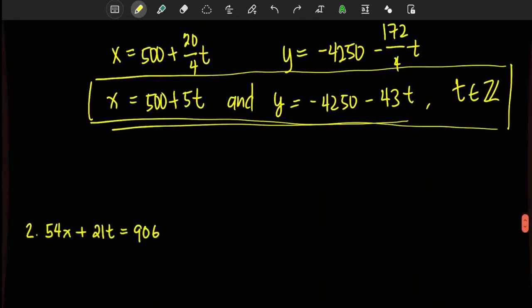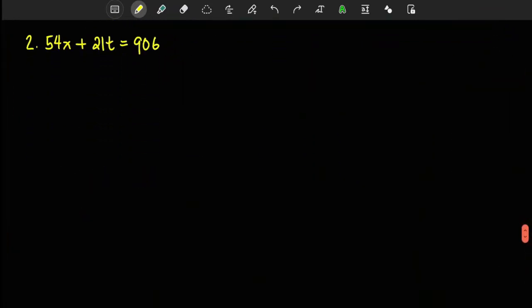So, tingnan naman natin ngayon yung second example. Sa second example, we have 54x plus 21t equals 906. So, don't be confused. Yung second variable natin dito, yung t, that will now play the role of y. So, yung 54x, that gives us the value of a. Yung 21t, that gives us the value of b. And then the constant will give us the value of c. So, we have a equals 54, b equals 21, and c equals 906.